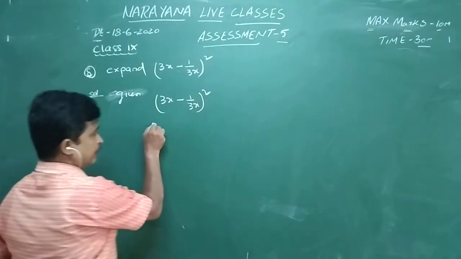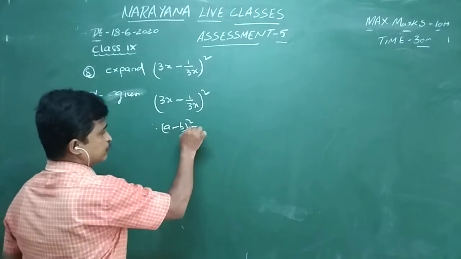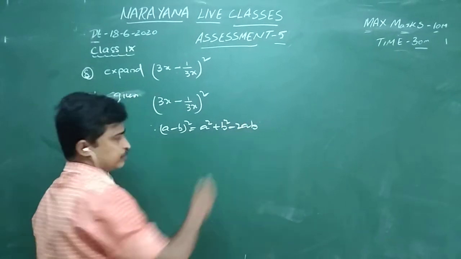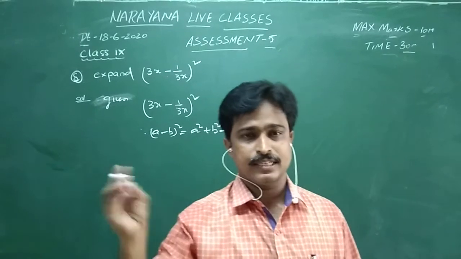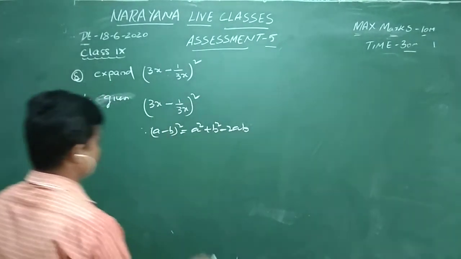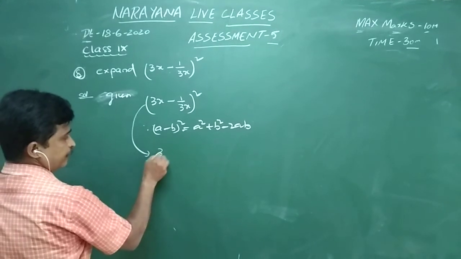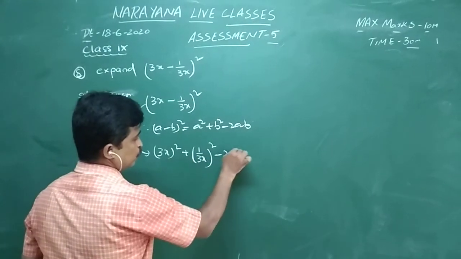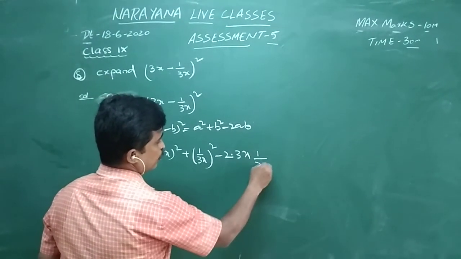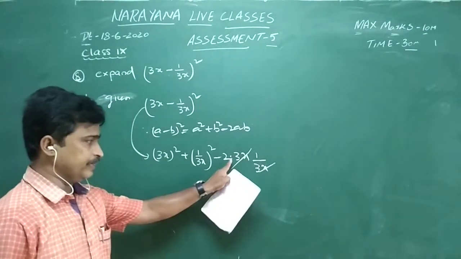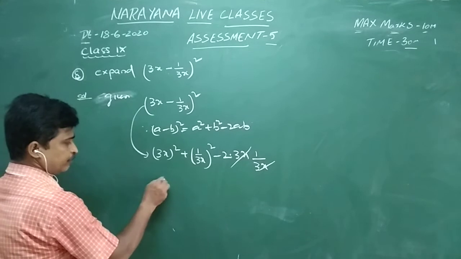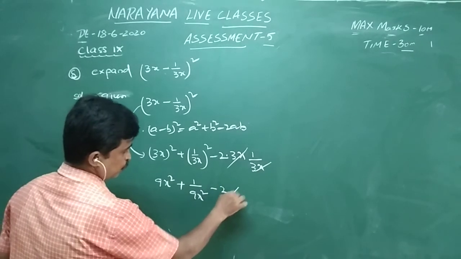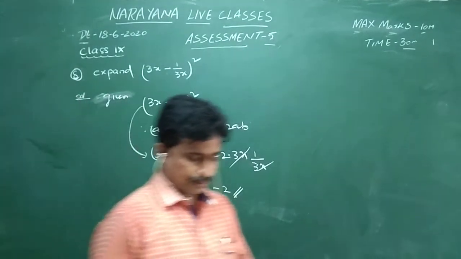The formula for a minus b whole square is equal to a square plus b square minus 2ab. Just apply the formula here. First take a square, plus b square, minus 2 into a into b. Cancel these two: 1 by 3x and 3x get cancelled. So 3x whole square means 9x square, plus 1 by 9x square, minus 2. This is the problem, an easy problem.